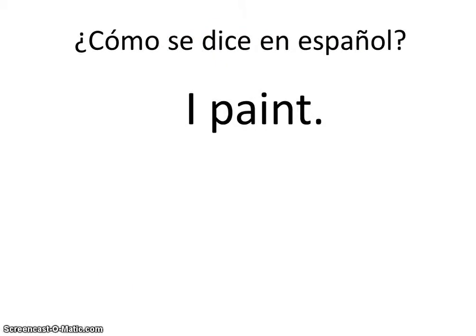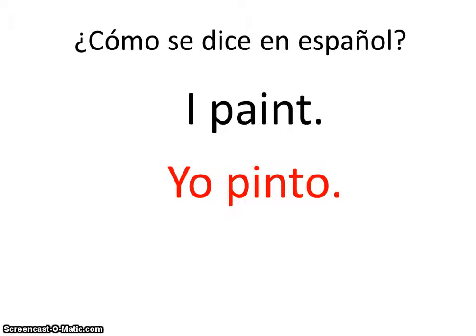¿Cómo se dice en español? I paint. I is yo. To paint is pintar. Remember to take the AR ending off of pintar. And what ending goes with yo? O goes with yo. So the answer is yo pinto. I paint.